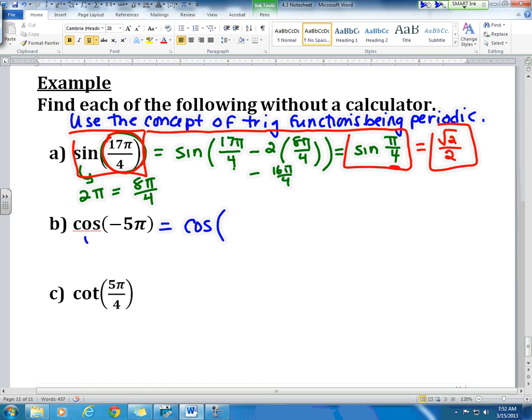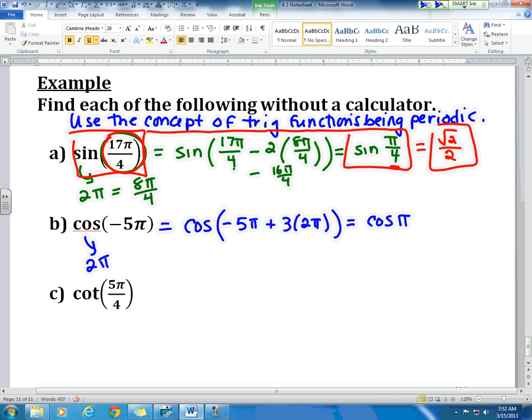Now cosine again has a period of 2 pi. So this time I think what I'm going to do, because I know the values in terms of the positive angle measure, is I'm going to take the negative 5 pi and I'm going to add how many groups of 2 pi? I think I'm going to add 3 groups of 2 pi onto this, because what that will do is it will bring me into the positive realm of things. This will give us the same as the cosine of pi.